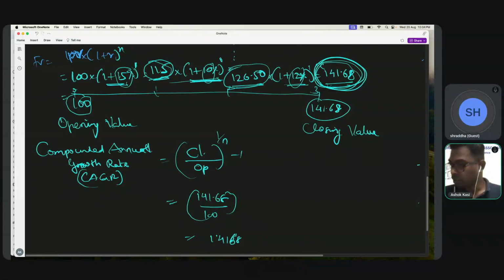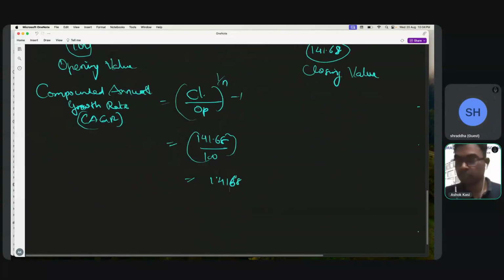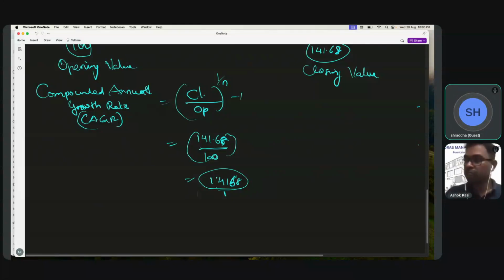Okay, 1.4168. Now this number is communicating something to us. It says that 100 initially started with 100, it becomes 141.68. And the answer that we are getting is 1.4168. That means 1 will become 1.4168, but in 3 years. But I want to know in 1 year, how much it jumped. So what will I do now? I will shrink this 3 year to 1 year.